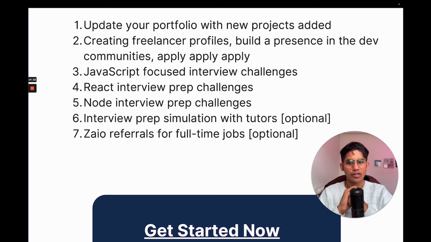And then also this is something that Zaio does, referrals, right, for full-time jobs. If you, in the interview prep simulation with the tutors, prove to be really, really good, Zaio can actually put your name out there and refer you to a few companies in our network, right? So yeah, this is basically a step-by-step guide on how you can start earning an income in the next 6 months, right?